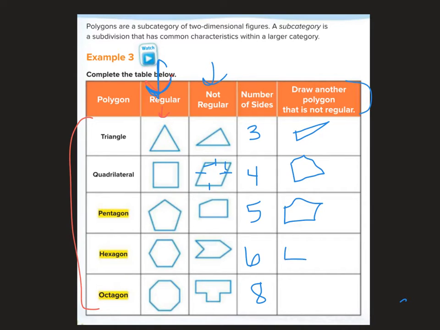Hexagon. 1, 2, 3, 4, 5, 6. And octagon. 1, 2, 3, 4, 5, 6, 7, 8. Right? So an octagon just is any shape with 8 sides. Hexagon, any shape with 6 sides. Pentagon, any shape that has 5 sides. So they're just talking here about which ones are regular, which ones are not regular.